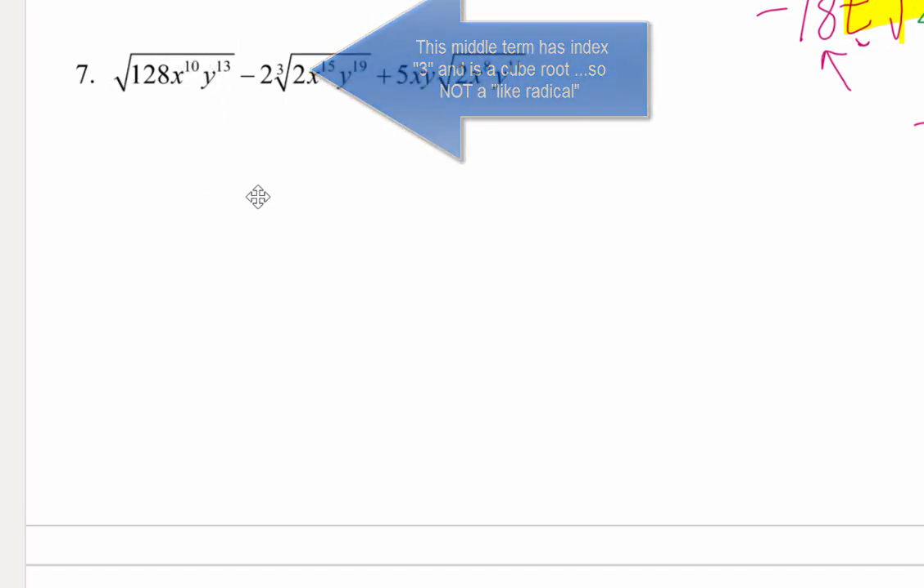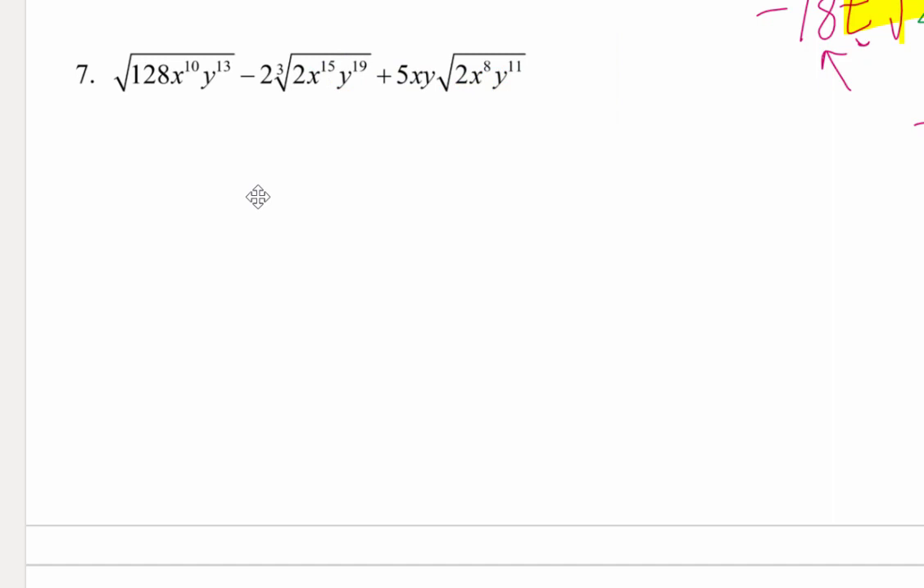And as you can see, these three right now do not look like they're like radicals. So that's why you want to simplify each first. So let's take a look at the first one here, which is the square root of 128 x to the 10th y cubed. So let me rewrite that here: 128 x to the 10th y to the 13th. And we're taking the square root of that.